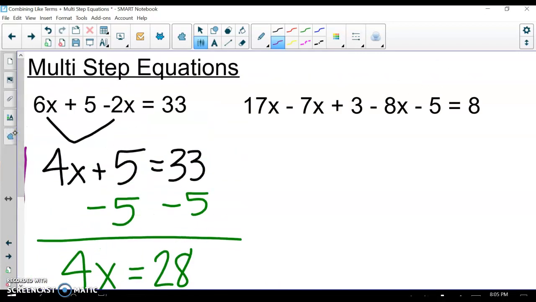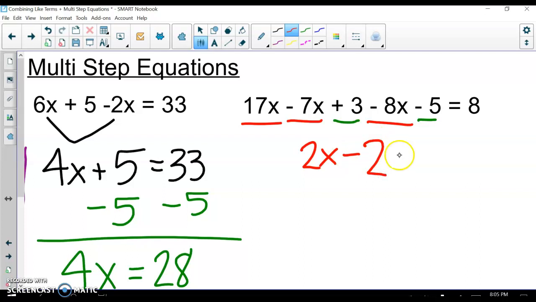All right, the next one's a little bit more complicated. Now we have 17x minus 7x plus 3 minus 8x minus 5 equals 8. So we have to go and combine our like terms. So we have 17x minus 7x would give us 10x. And then we subtract another 8x, gives us 2x. And then we have a positive 3 minus 5 is going to give us negative 2. So minus 2. Then we carry everything else down is equal to 8.